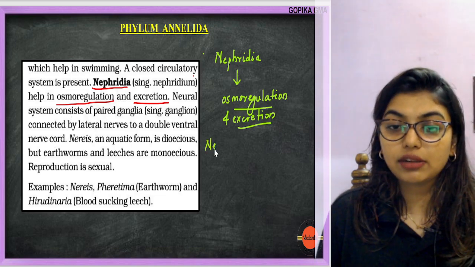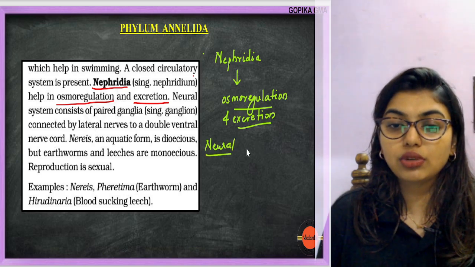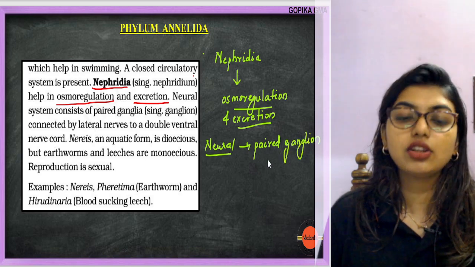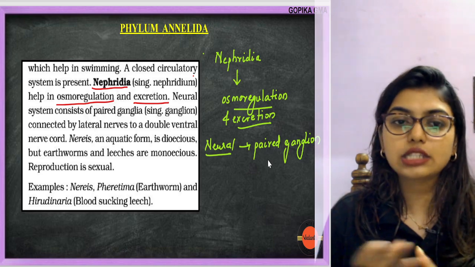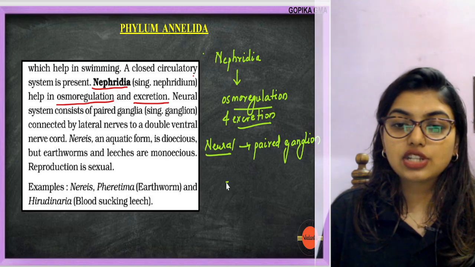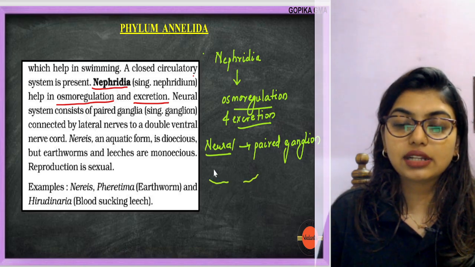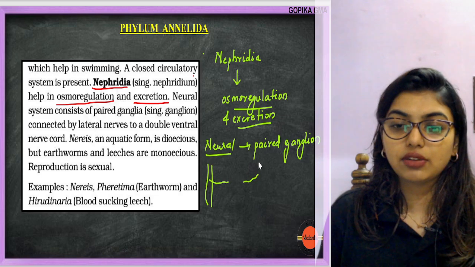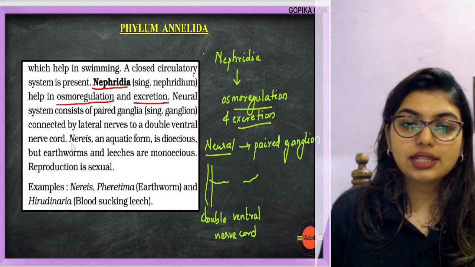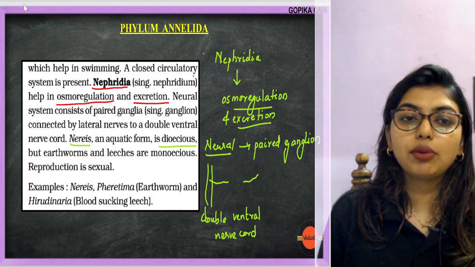Now the neural system consists of paired ganglia. You can see how development has happened. We saw the excretory system, and now the neural system also has paired ganglia. A ganglion is like a set of nerves, an aggregation of nerves. So paired ganglia are present, connected by lateral nerves to the double ventral nerve cord. Nereis, an aquatic form, is dioecious, but earthworms and leeches are monoecious.